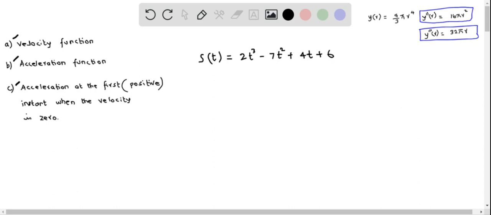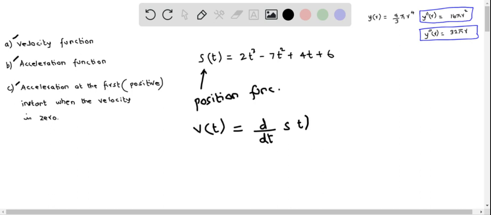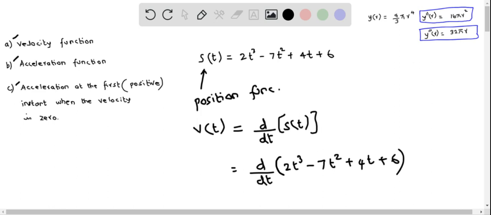So first, let's determine the velocity function. So this s(t) basically represents the position function. And v(t), that is the velocity function, this is basically the derivative of the position function. So we can write down this as d/dt of s(t). Now let's replace the position function, that is, it's the derivative of the position function 2t³ − 7t² + 4t + 6.